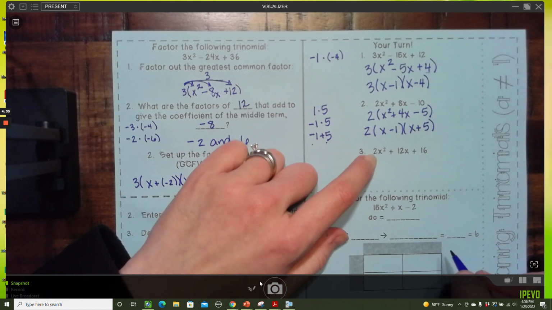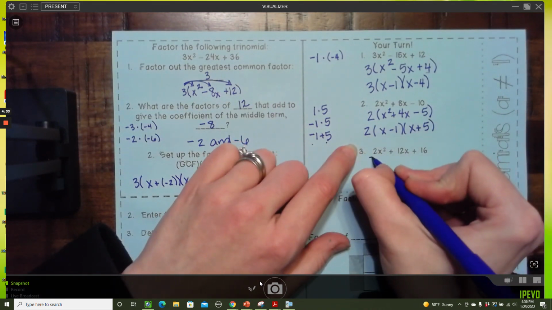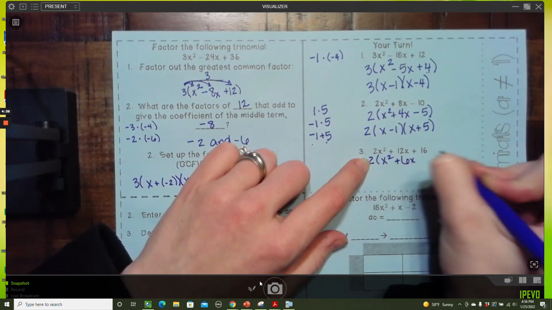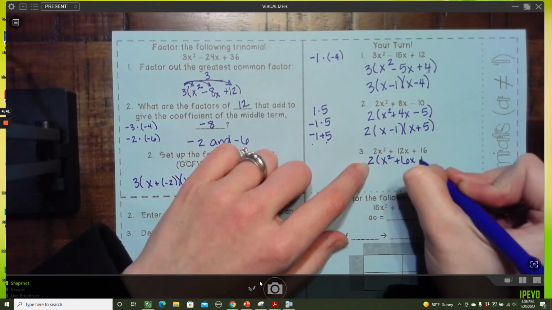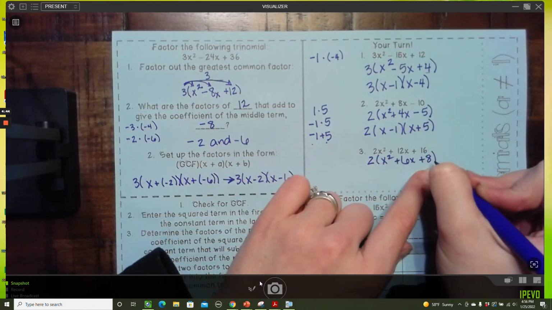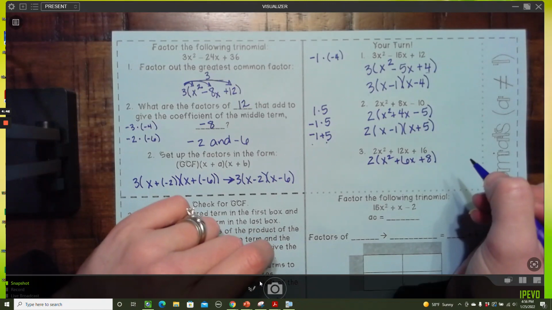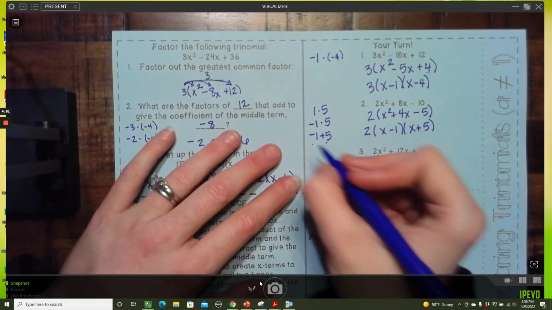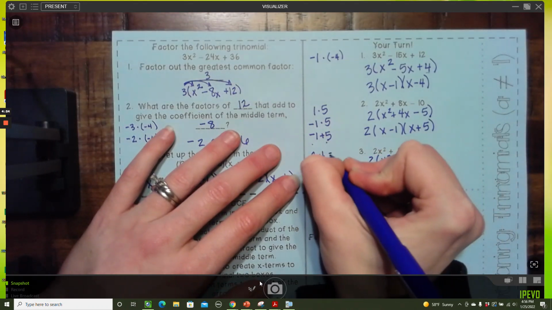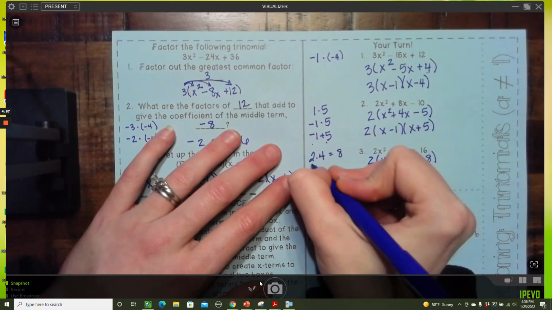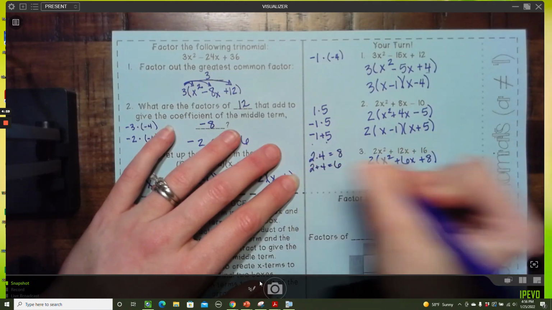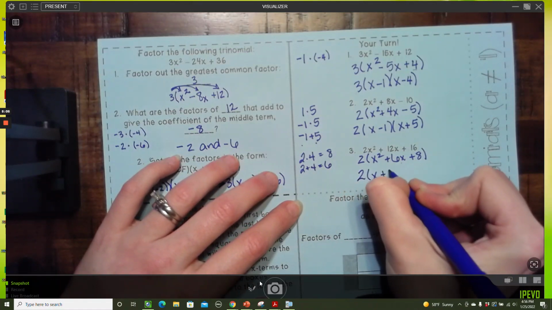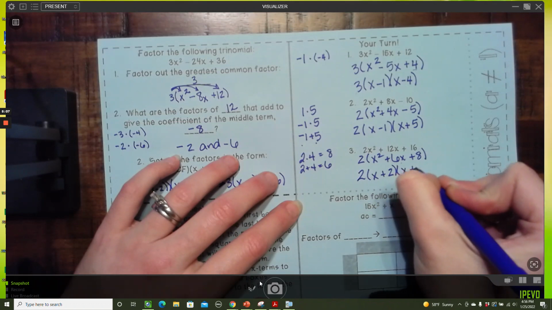All right, one more with 2 here as my leading coefficient. So we're going to factor that out. 12 divided by 2 is 6. 16 divided by 2 is 8. Okay, two numbers that multiply to give me 8 are 2 and 4. So let's see, 2 times 4 gives me 8, and then 2 plus 4 gives me 6, and that's what I need. So 2 times x plus 2 times x plus 4.